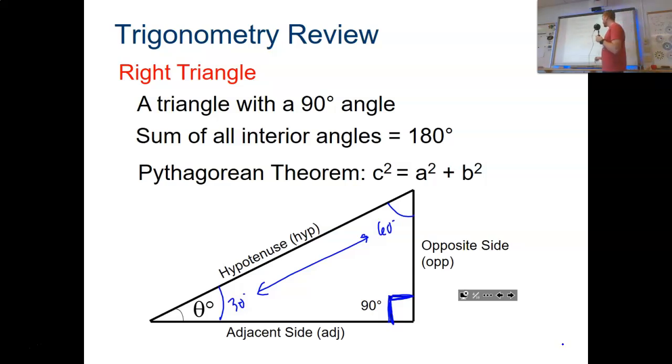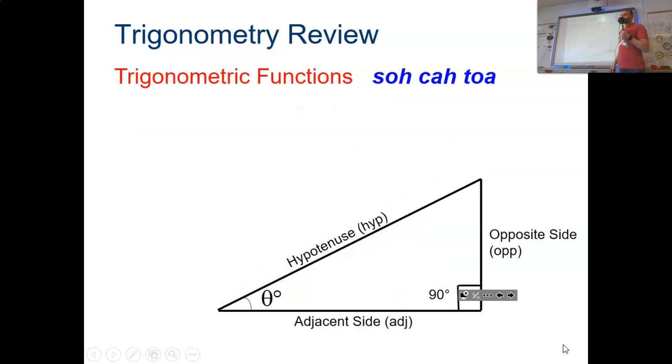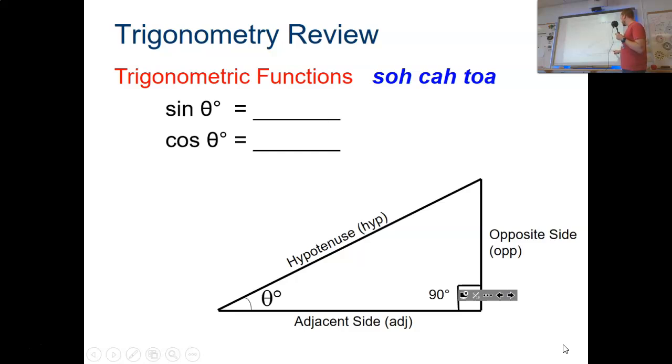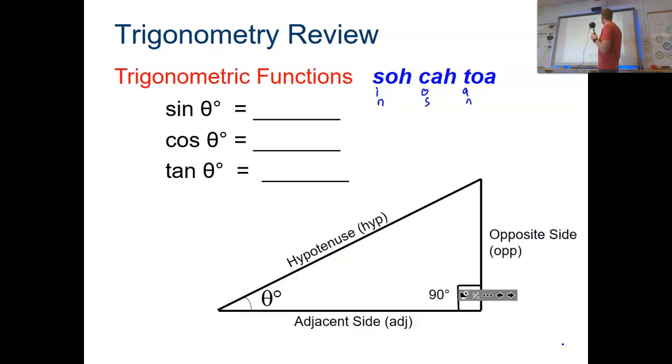The Pythagorean theorem: A squared plus B squared equals C squared. A and B are the legs of the triangle, and C is the hypotenuse. This is, again, all stuff you should have seen maybe in algebra or geometry. Sine, cosine, and tangent. We're going to use those quite a bit. There's a mnemonic device called SOHCAHTOA, where S stands for sine, C stands for cosine, and T stands for tangent. So SOHCAHTOA. The O is the opposite over the hypotenuse.